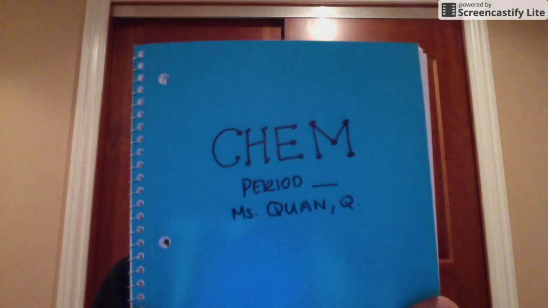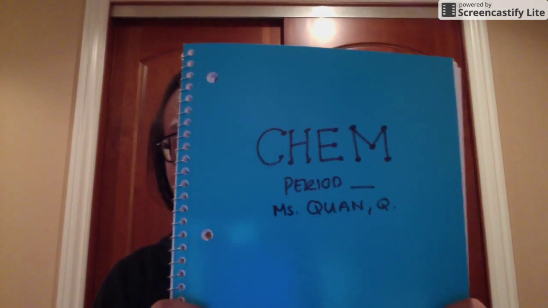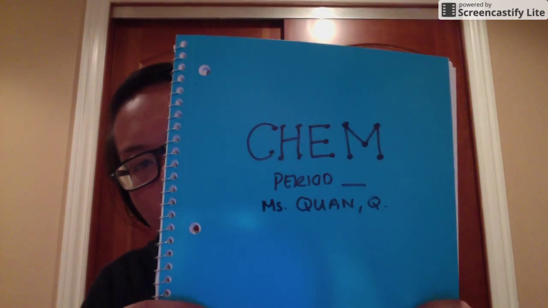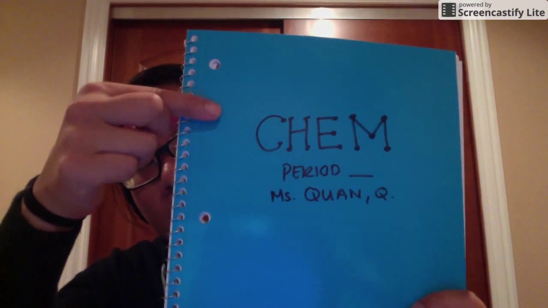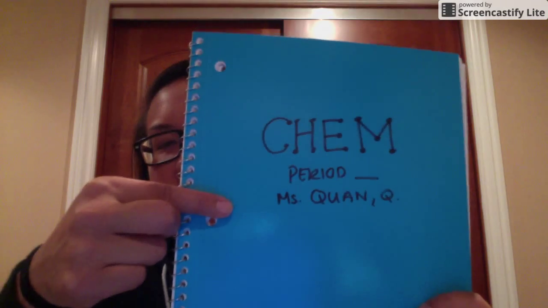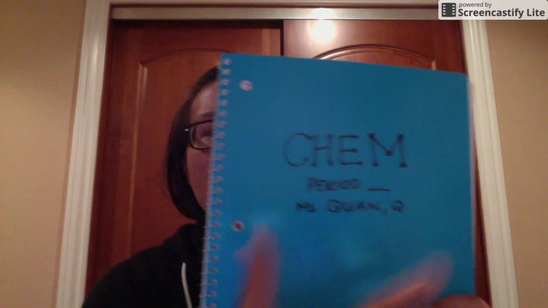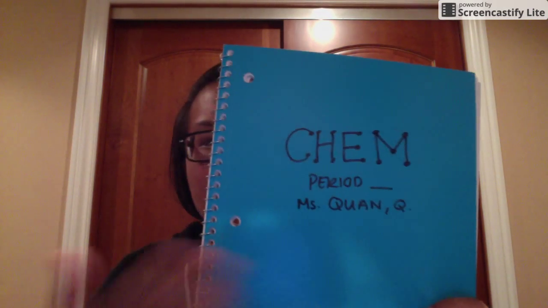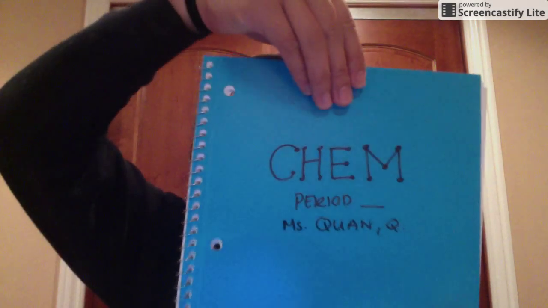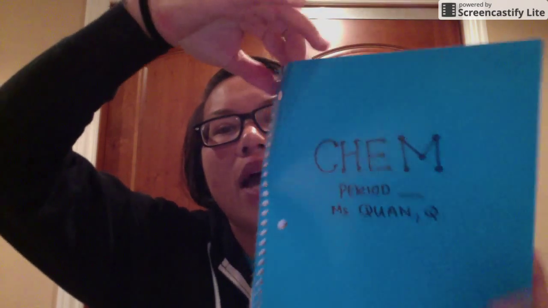All right, so first thing you need is a lab notebook, just like this one, right? So three things go on top of that. First of all, chemistry, period, and then your name. If you have a lot of stuff going on in the front, like a lot of pictures and things like that, you can write those three items on the inside cover as well.